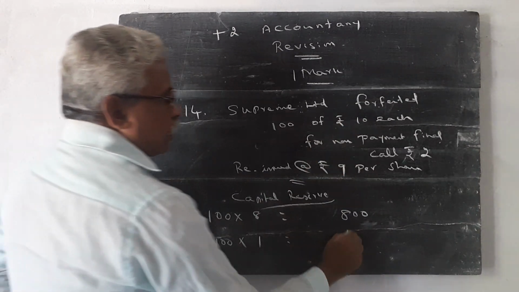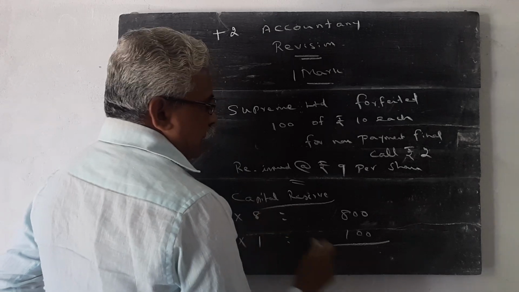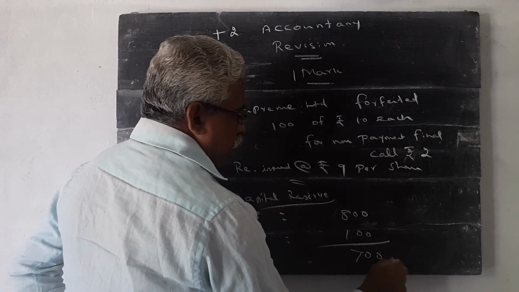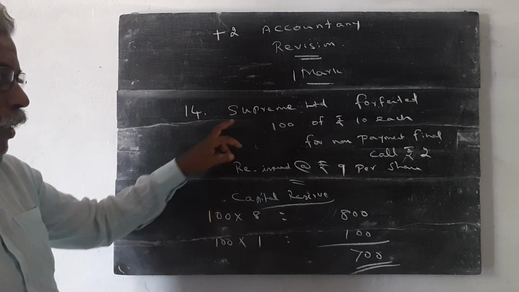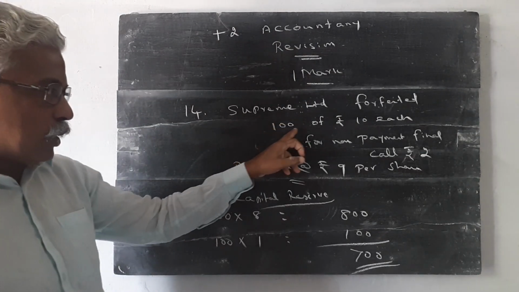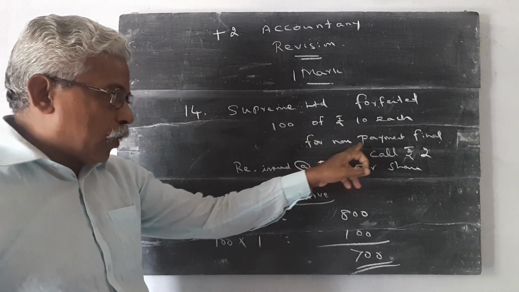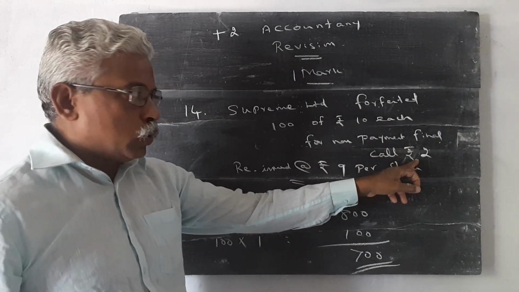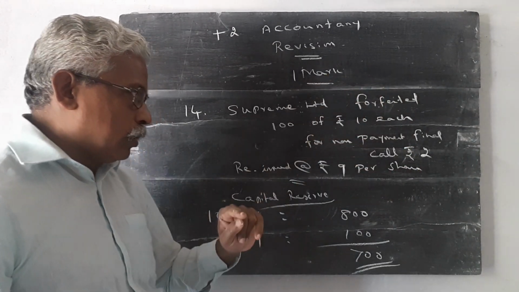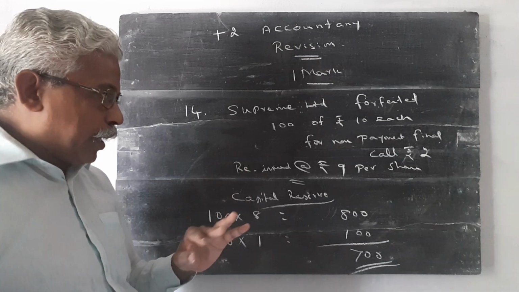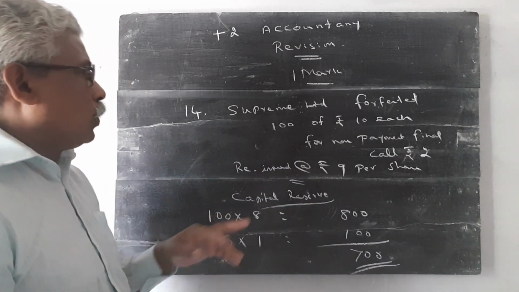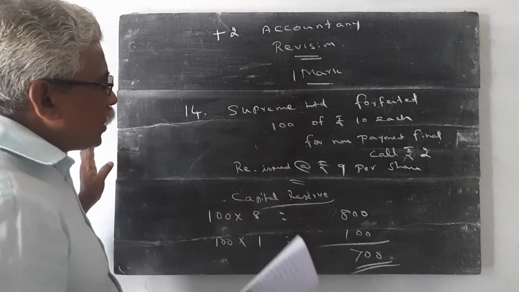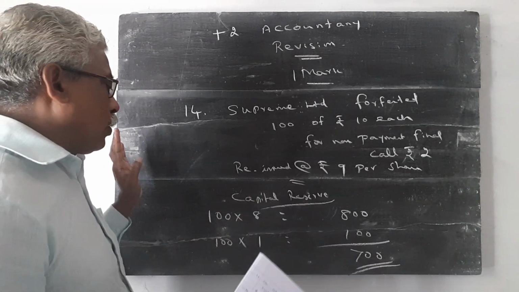So 100 rupees. So the amount transferred to capital reserve is rupees 700. Once again, explain: Supreme Limited forfeited 100 shares of rupees 10 each for non-payment of the final call of rupees 2. So 8 rupees is received. This amount is not refunded. This amount is transferred to capital reserve. So the question is, how much amount is transferred to the capital reserve account?